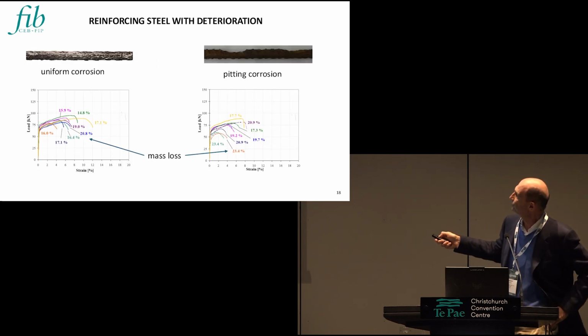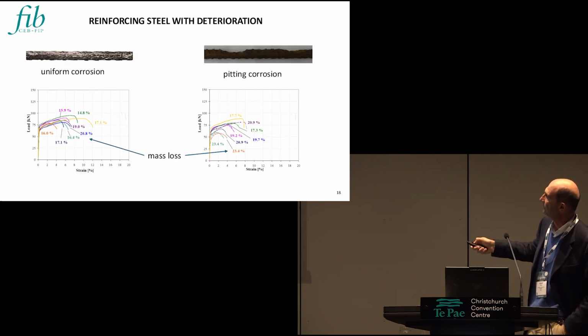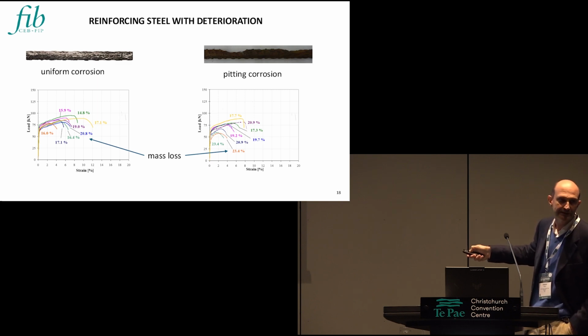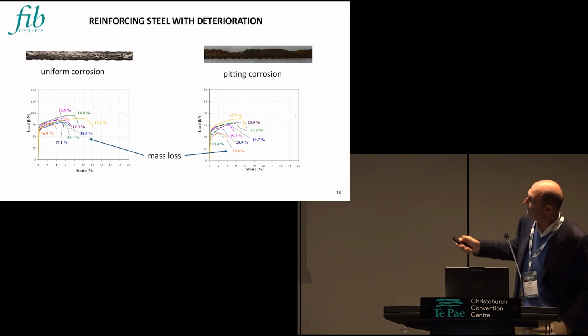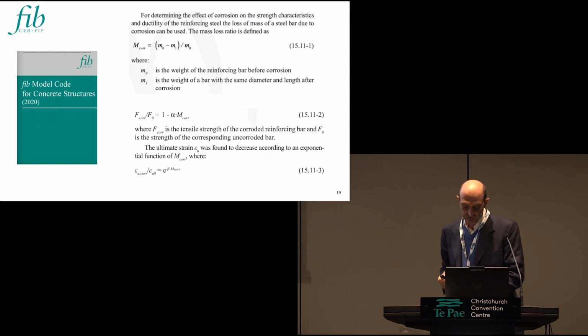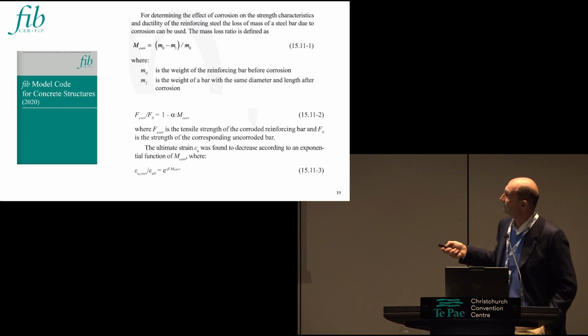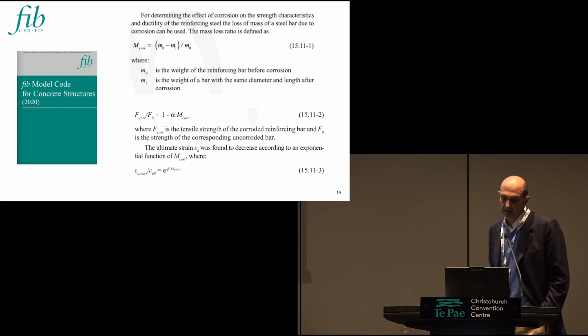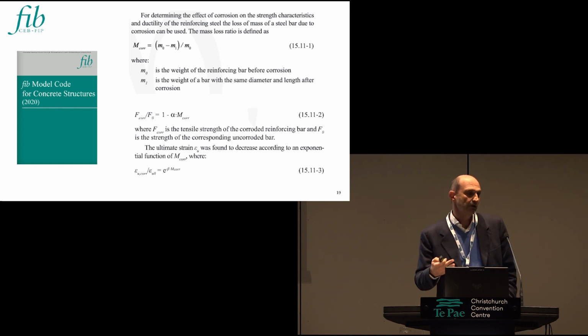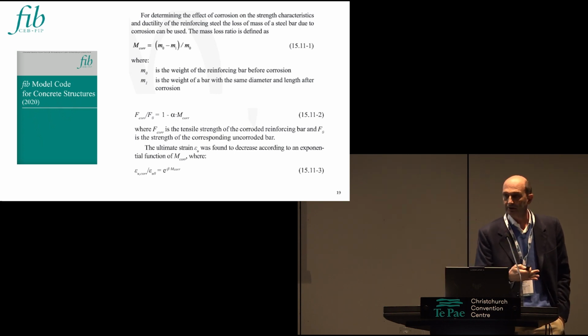Anyway, that is usually uniform corrosion, pitting corrosion. You can appreciate how we can have a reduction of the strength, a reduction of ductility, as a function of the mass loss in percentage of the rebars. Not only for pitting corrosion, but also for uniform corrosion. So starting from that assumption, that discussion that we had in the community, in the new model code, we define some relationships for modeling the corroded rebars.